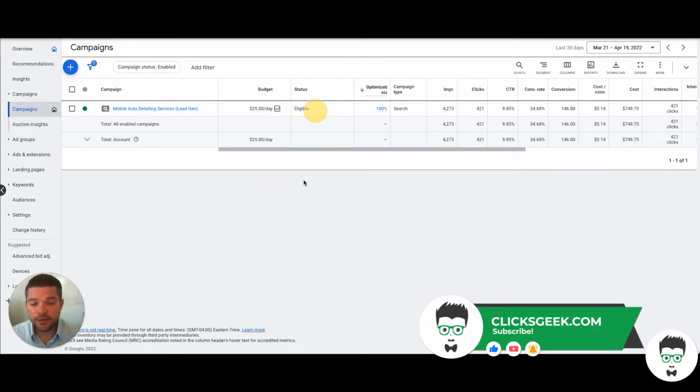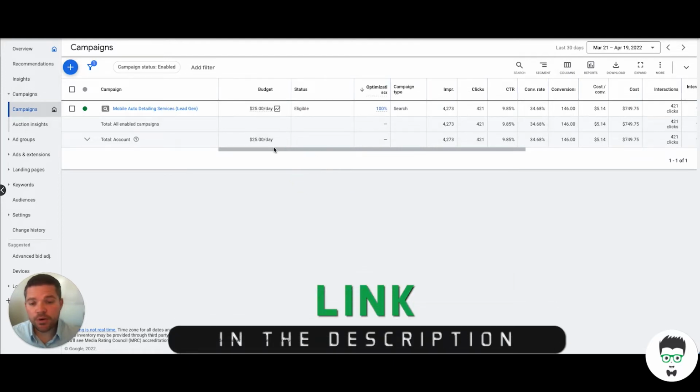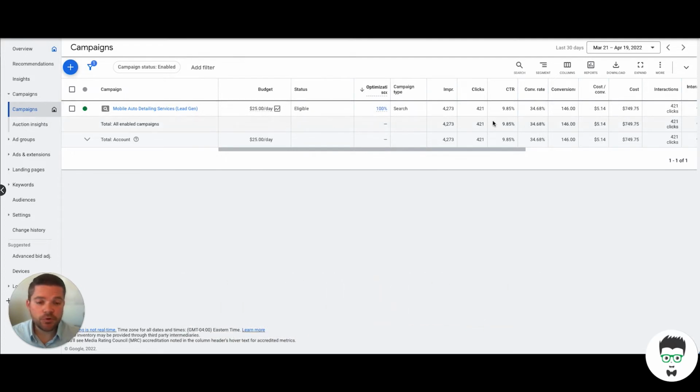So let's take a look at this campaign. We're going to view this from a 30-day window. Our daily budget is $25 per day. We've sent 421 clicks. Our conversion rate is 34.68%, so that's really good. 146 conversions so far for the 30 days, with a $5.14 per lead acquisition cost.